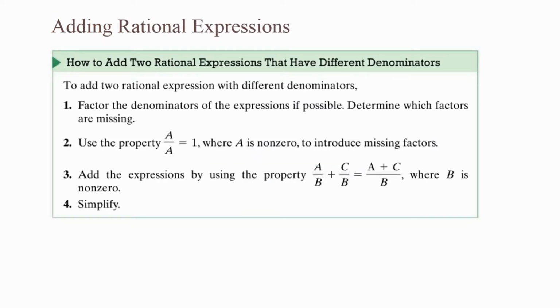Adding rational expressions. How to add two rational expressions that have different denominators. To add two rational expressions with different denominators: 1. Factor the denominators of the expression if possible. Determine which factors are missing. 2. Use the property a divided by a equals 1, where a is non-zero, to introduce missing factors. 3. Add the expressions by using the property a over b plus c over b equals a plus c over b, where b is non-zero. 4. Simplify.